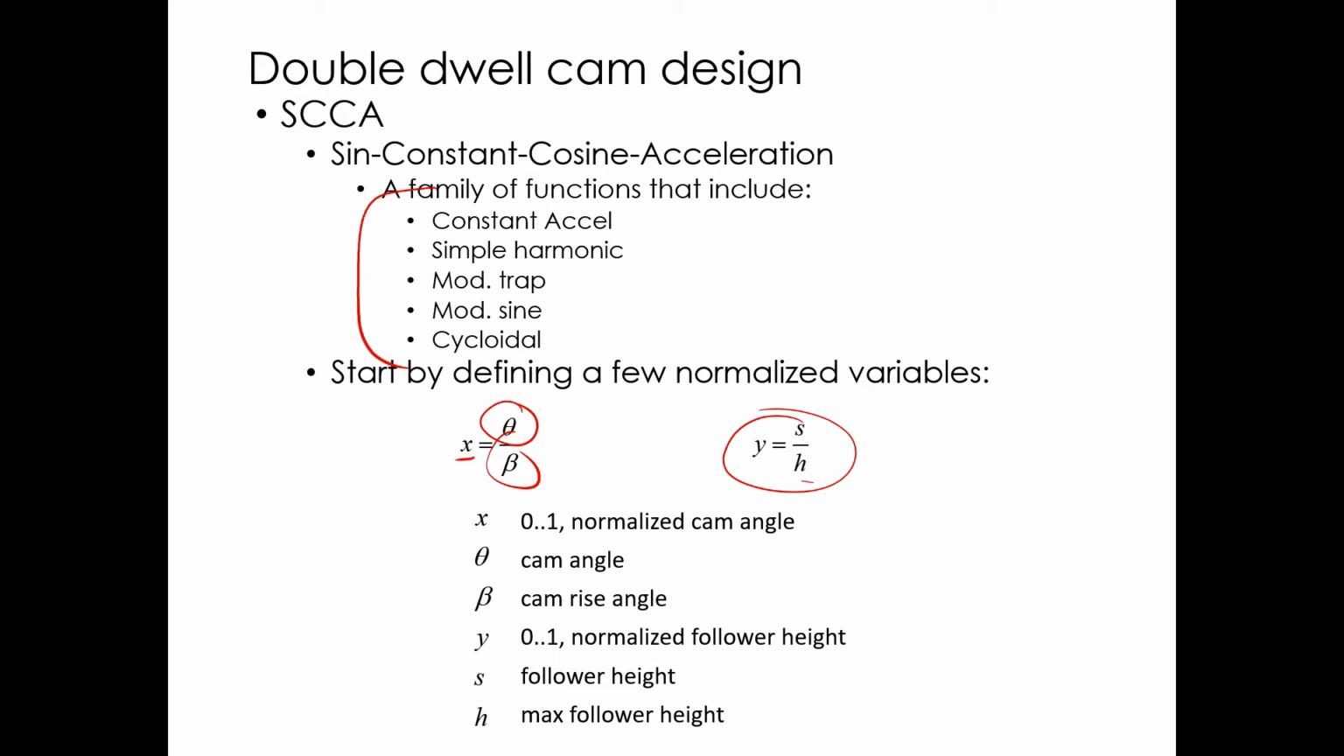So x is normalized cam angle, y is normalized follower height, theta is still our cam angle, beta is still a constant, which is the max, the duration of the rise event in degrees or radians. s is our instantaneous follower height, h is the max. So constant, constant, normalized, and normalized.